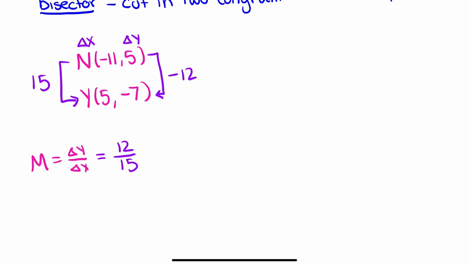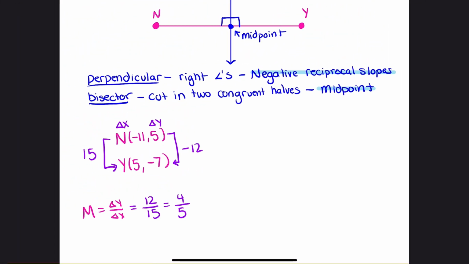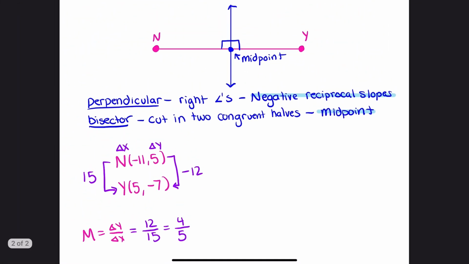Now, you can also use your calculator. You can enter this fraction in and it'll simplify it for you. But I see that 3 goes into both of these numbers. 3 goes into 12 4 times and 3 goes into 15 5 times. So that means that my slope of this line is 4/5. So just to be very clear, what I just found was the slope of this line, NY, right? Because I used point N and point Y.